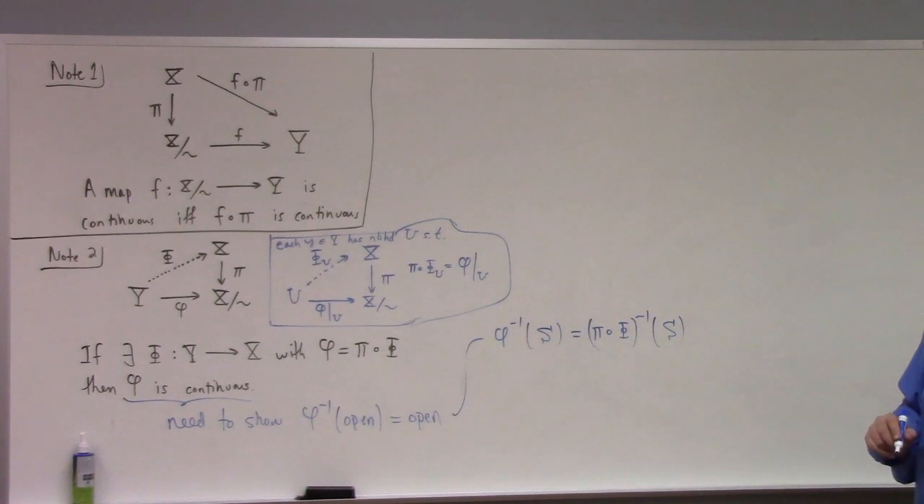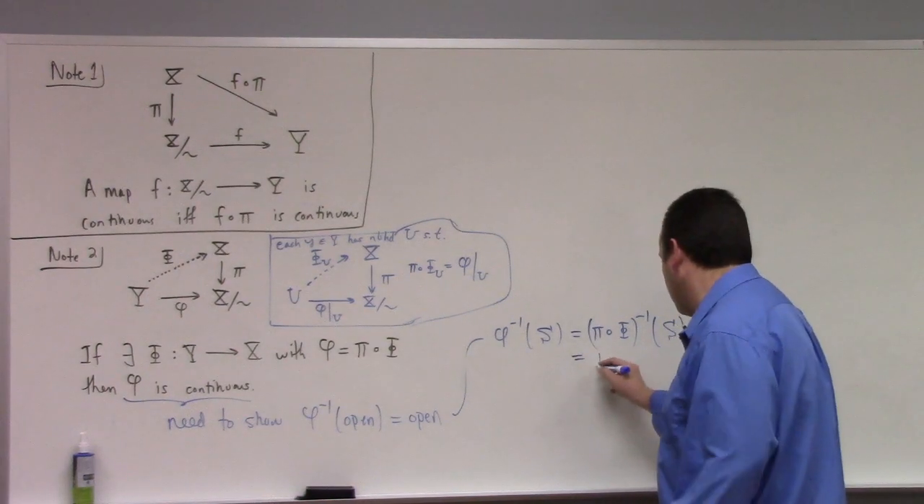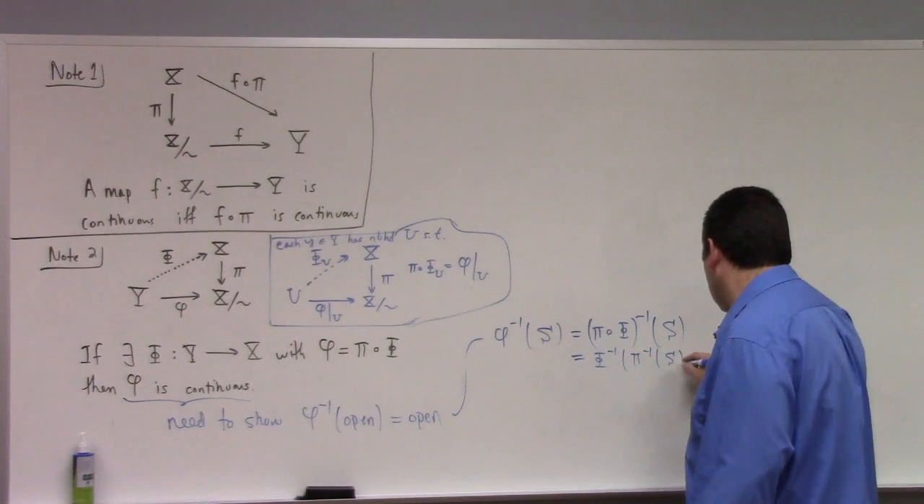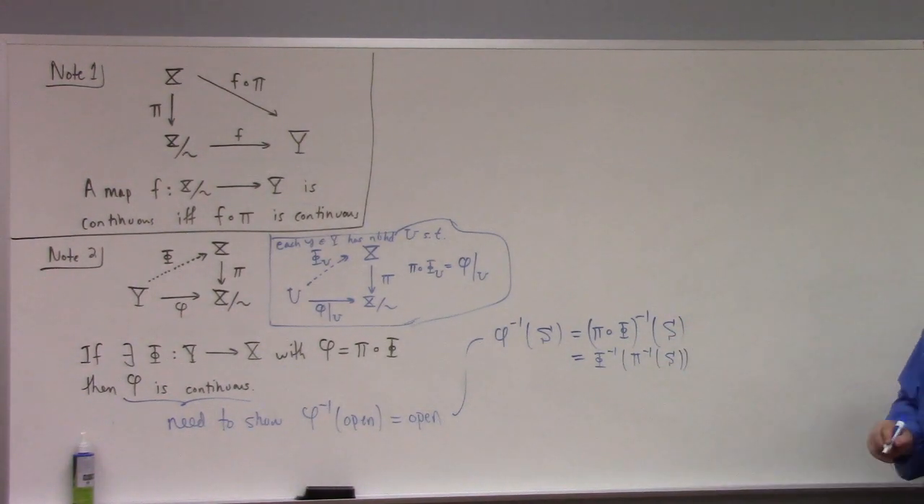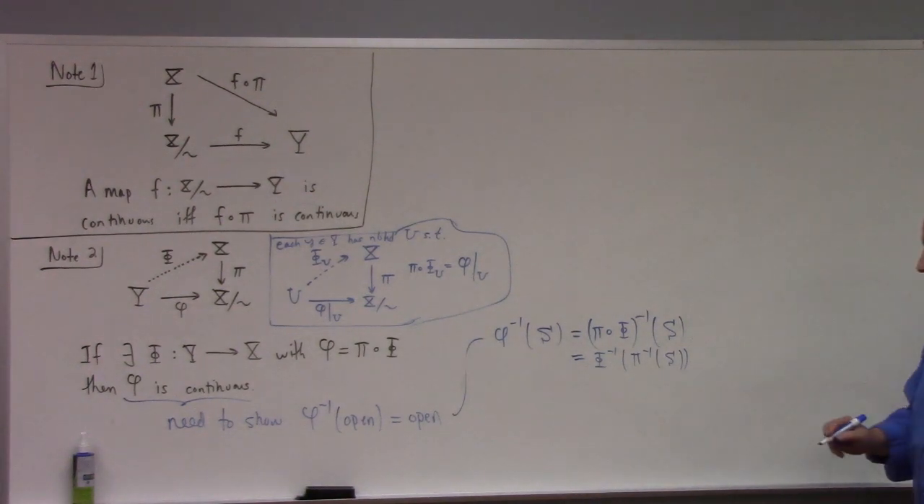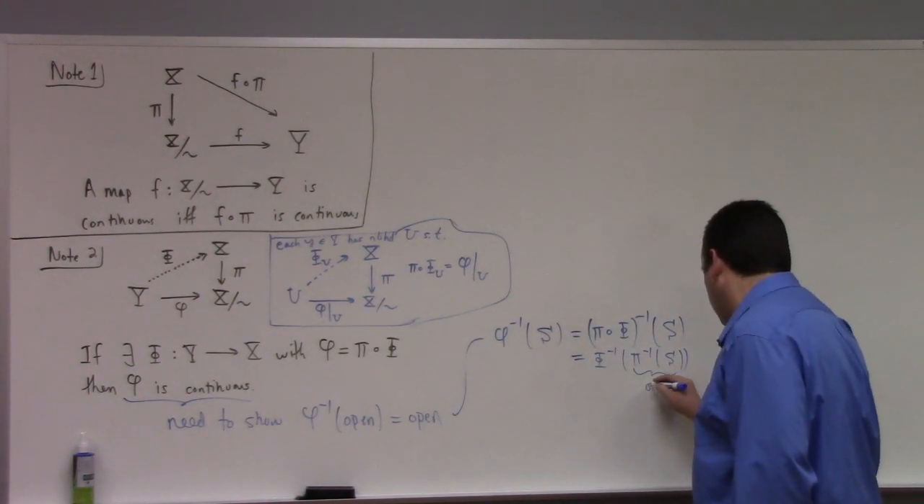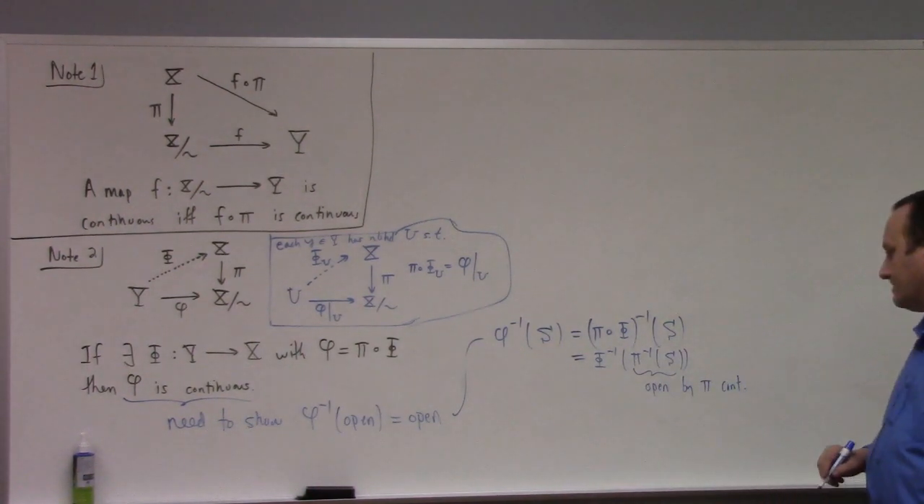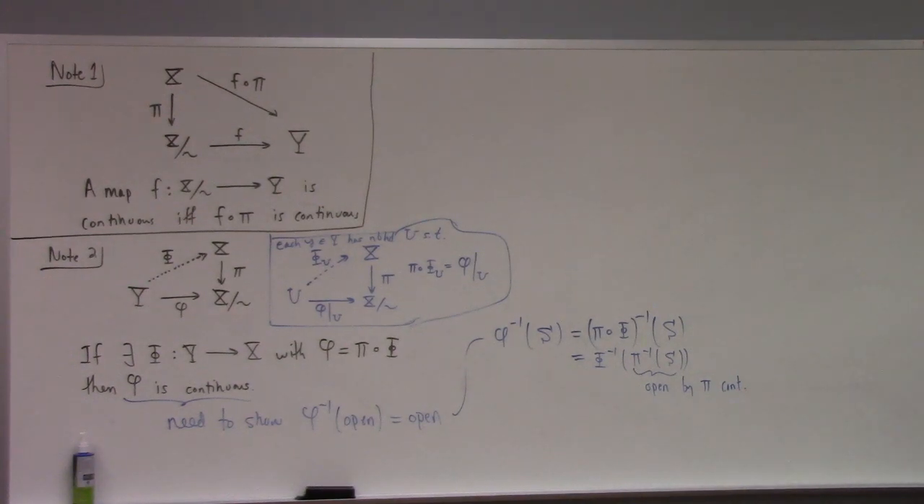But then by properties of function composition and inverse images, that's phi inverse. I feel like we did this, pi inverse of S. Pi inverse of S is open because pi is a continuous map, so this is open by continuity of pi. And then the phi inverse is also open by the assumed continuity.